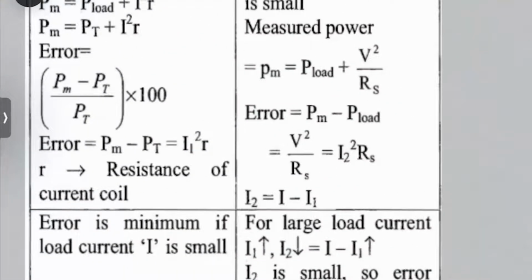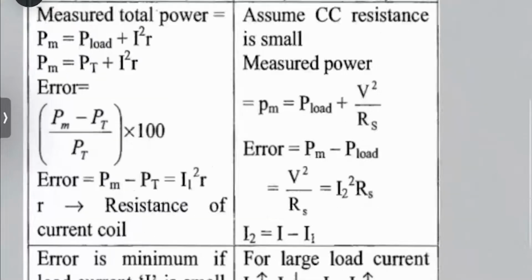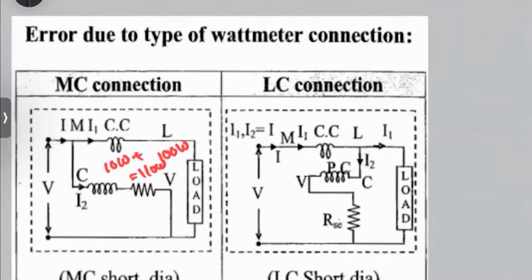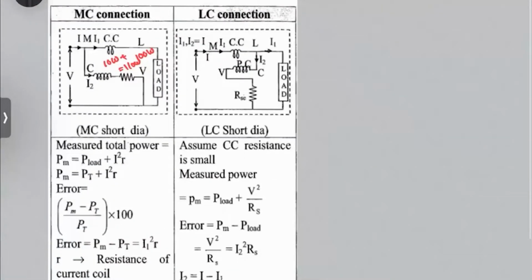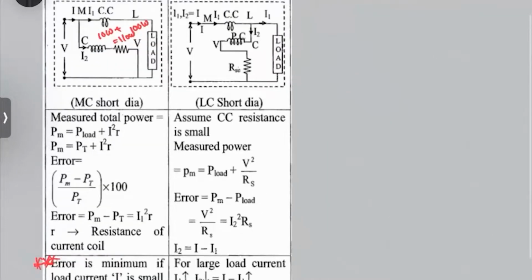How can the error be minimized? The error is minimized if the load current is small. That means this MC connection is preferred wherever you are going to use it for low loads, wherever the load current is less. If the load current is more, the I square R loss in the current coil is also more, and because of this the error will also be high. That's why MC connection is preferred for low or small load current. This is important. We can make a theory question, that's why I am explaining this. MC connection is preferred for low load currents.